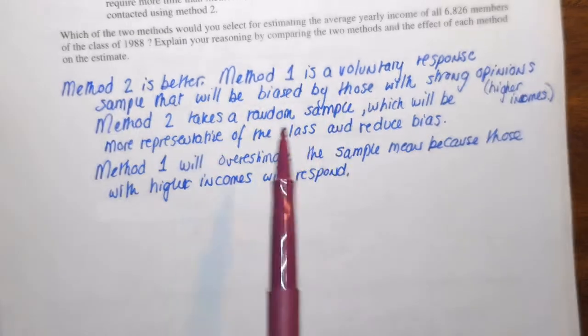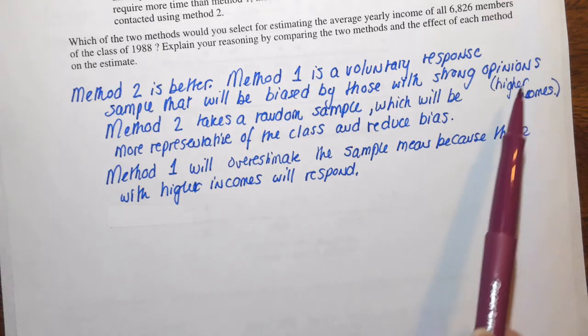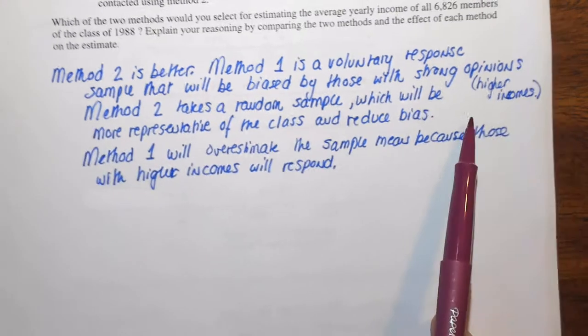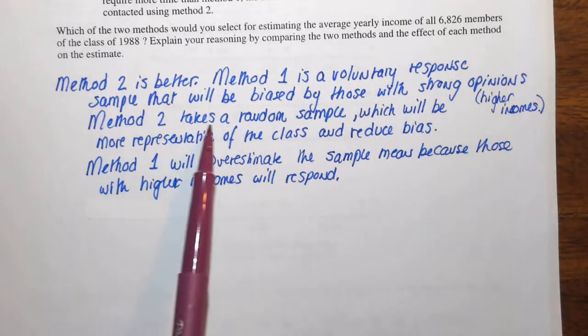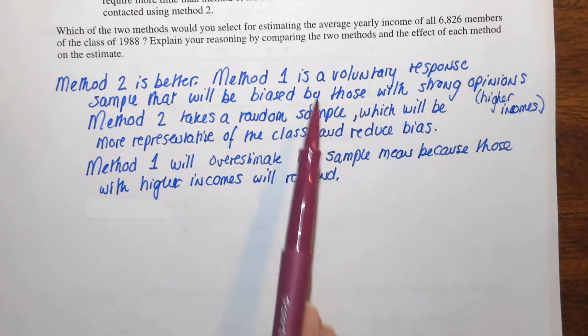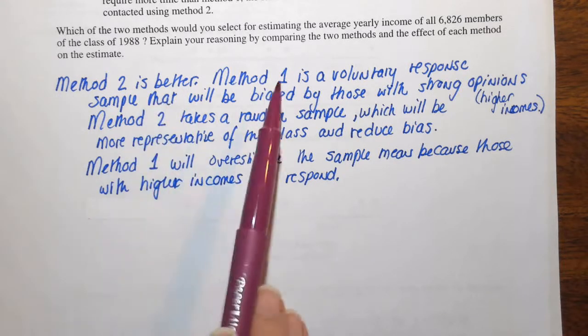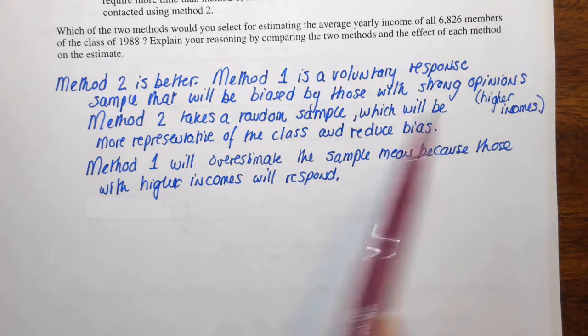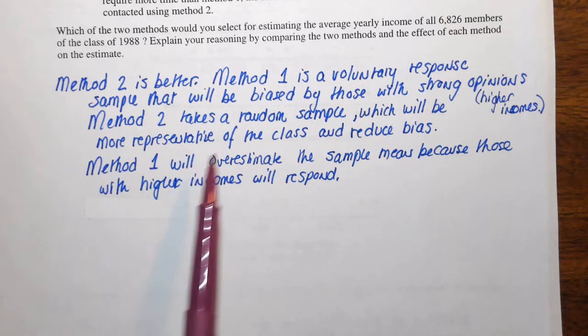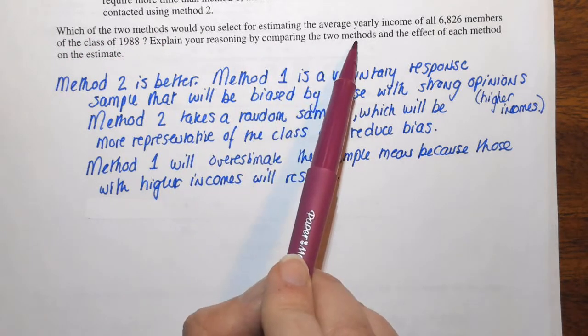Okay, so what I said was method 1 is voluntary response sample. It will be biased by those with strong opinions, and then I put higher incomes in this case. Method 2 takes a random sample, which will be more representative of the class and reduce bias. Okay, so that's my statement for that. I said I chose one, I said something about method 1, and I said something about method 2. So I said which of the methods, and then I compared the 2 methods.